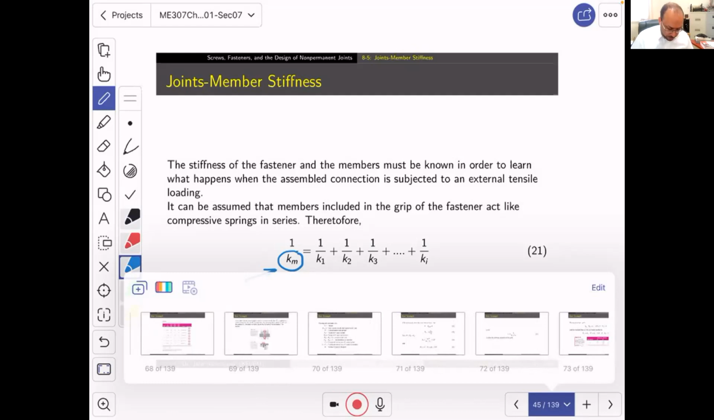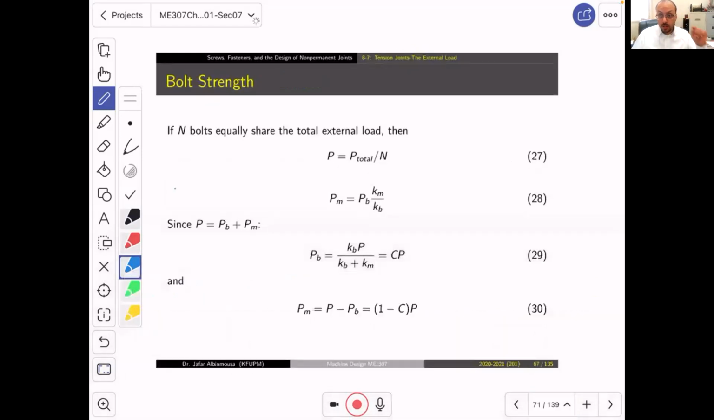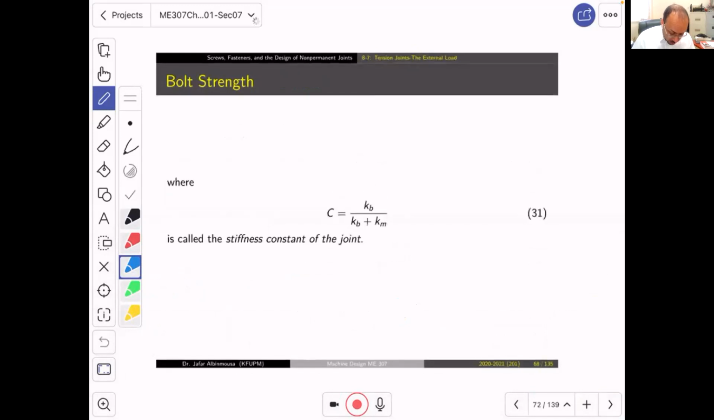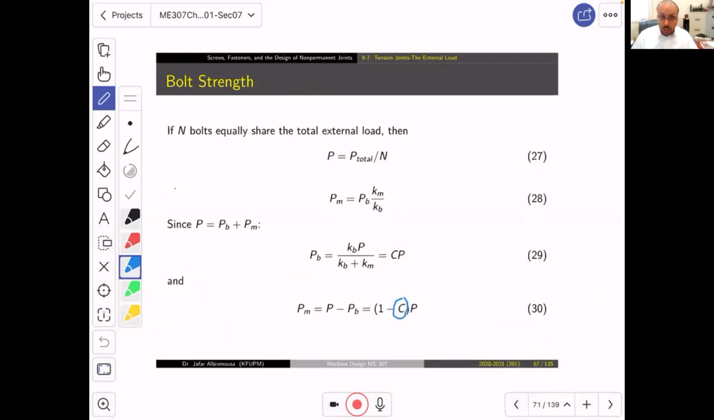Do you see this? This slide shows you how we are going to study the strength. If you look, there is a constant called C. This C is actually KB divided by KB plus KM. Now, what is this constant? It determines how much load goes to the member and how much load goes to the bolt.